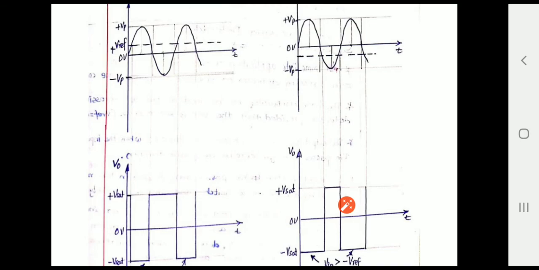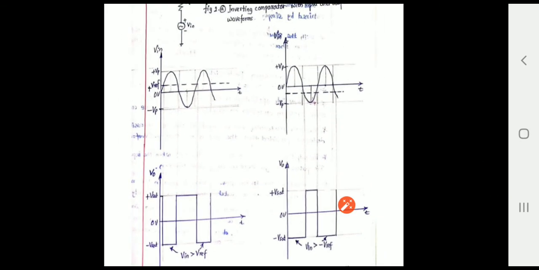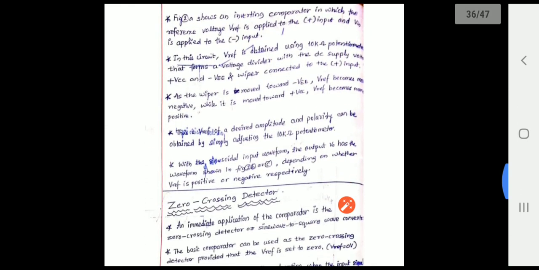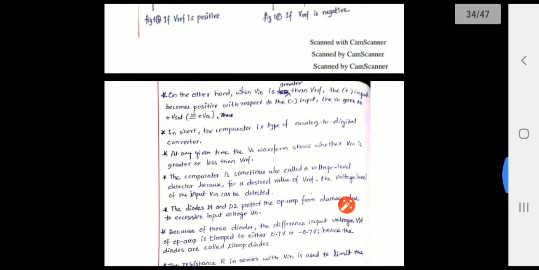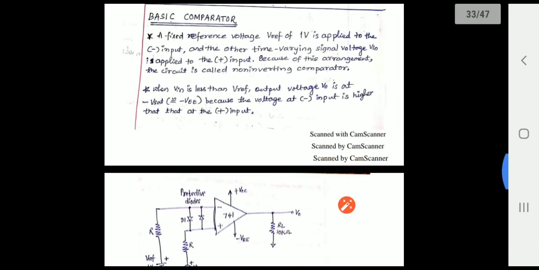Very simple topic. So this is about the basic comparator, using the inverting comparator and non-inverting comparator. The condition is: if Vin is greater than V reference, V0 is plus V saturation in a non-inverting configuration, otherwise it is minus V saturation in an inverting configuration. So this is about the basic comparator. Thank you.